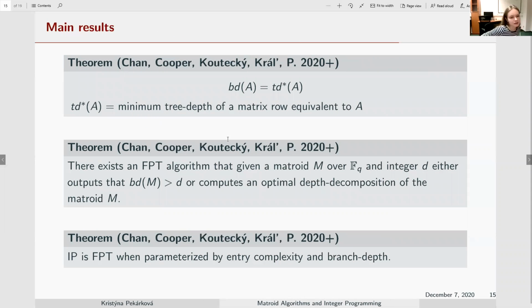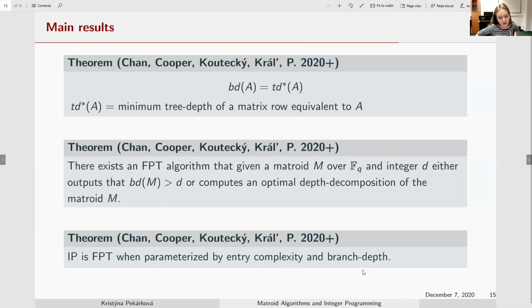So let me now summarize the results from our paper. The first one is structural. We have shown that the branch depth of a matrix is equal to the minimum tree-depth of a matrix that is row equivalent to A. The second result is that there exists an FPT algorithm that, given a matroid M and an integer D, either says that the branch depth is more than D or computes an optimal decomposition of this matroid. If we combine these two results with the result of Koutecký, Levin, and Onn, that says that integer programming is fixed parameter tractable when parameterized by entry complexity and tree-depth, we obtain that integer programming is fixed parameter tractable when parameterized by entry complexity of the matrix and branch depth.